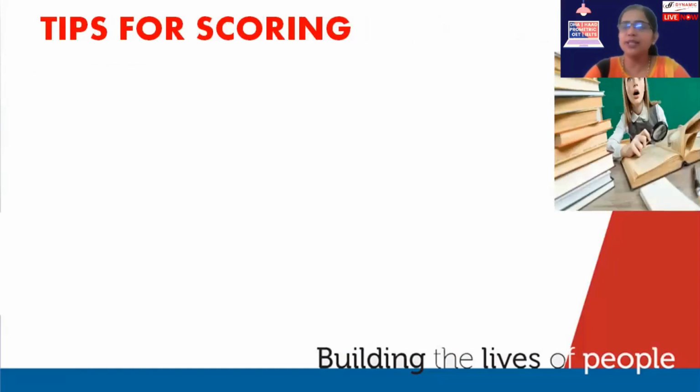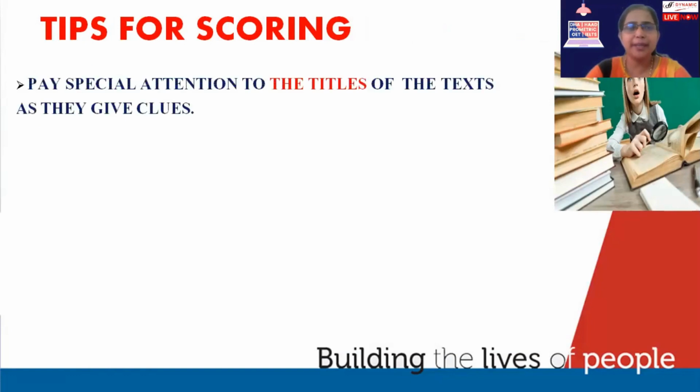Then let me talk about some tips for scoring in part A. First one, pay special attention to the titles of the text as they give clues. So whether the text contains information regarding the courses or management or some research extract or some information regarding a disease condition or any other general information, any medical information. So you need to understand what is written or what is the content of each extract. For that, you can just use the titles to get some clues.